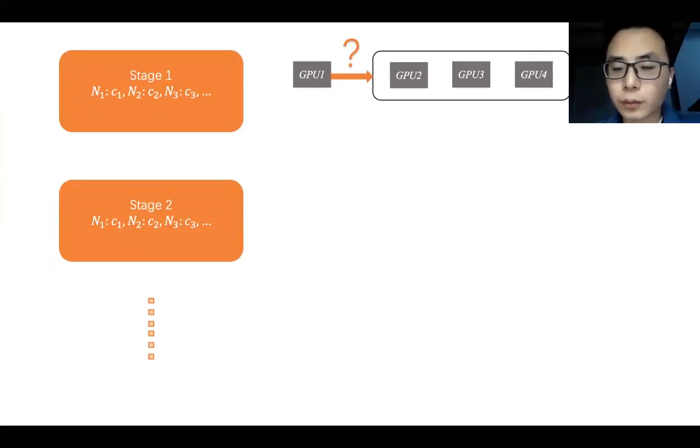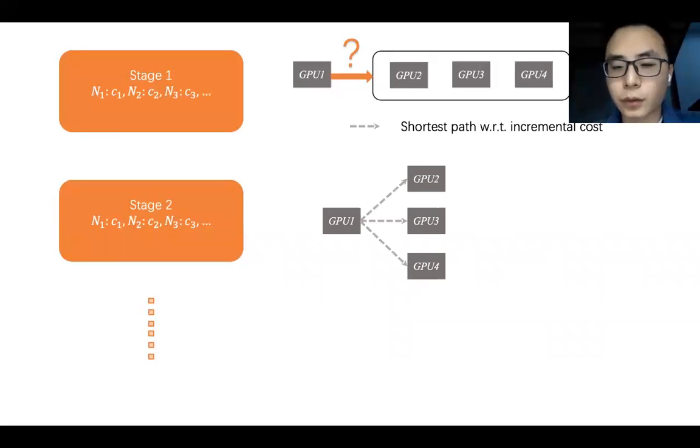So when we process a vertex, we know the strategy of previous vertices. Let's say the current vertex is partitioned to GPU 1 and is requested by GPU 2, 3, and 4. From the cost model, we know the incremental cost if we associate the vertex with a link. So at the beginning, we find the smallest incremental cost from GPU 1 to GPU 2, 3, and 4. Let's say GPU 2 has the smallest incremental cost among the 3 GPUs.